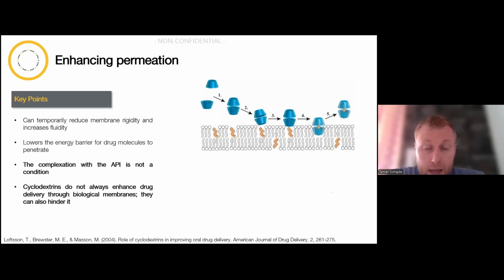So, enhancing membrane permeation. Why I picked two particular applications, the permeation enhancing effect and the taste masking effect, and explaining those two in more detail was because these are a bit more difficult to understand, and these are recurring questions in our conversations with companies who are developing cyclodextrins. So, how can cyclodextrins enhance permeation?